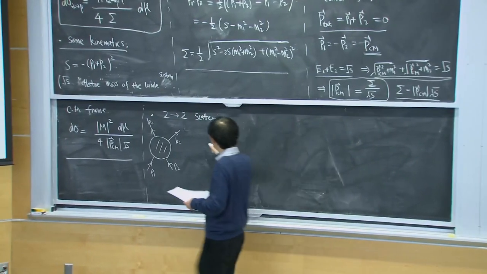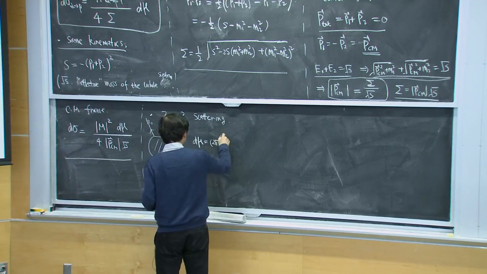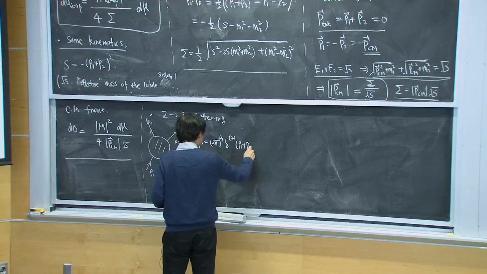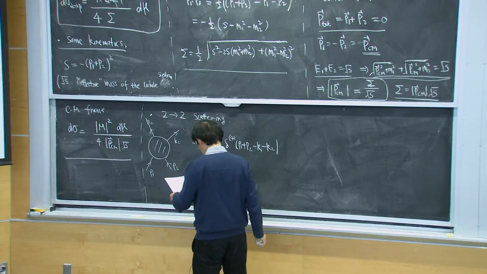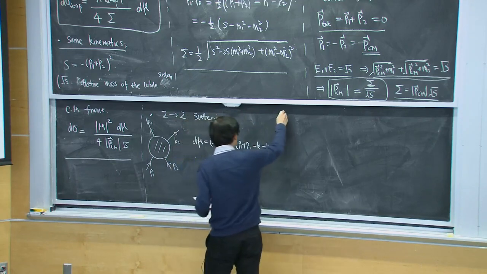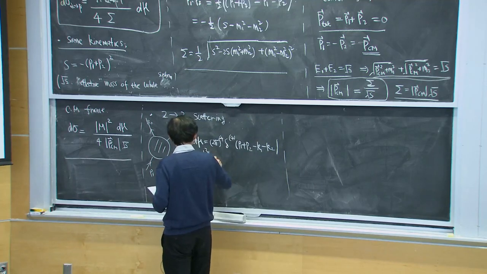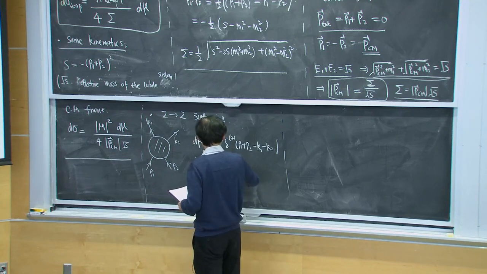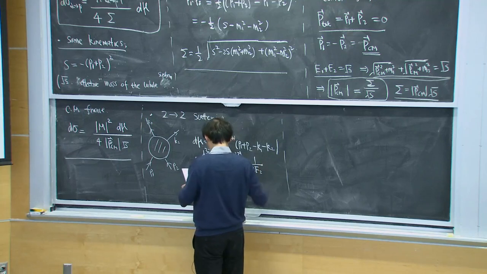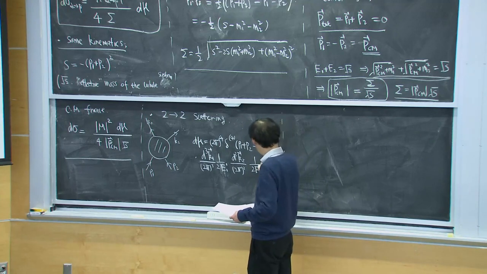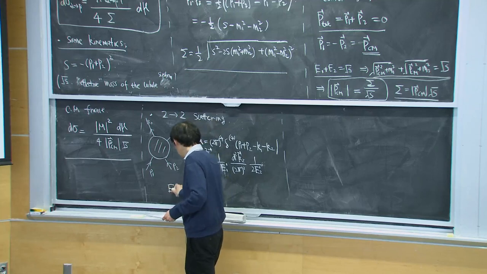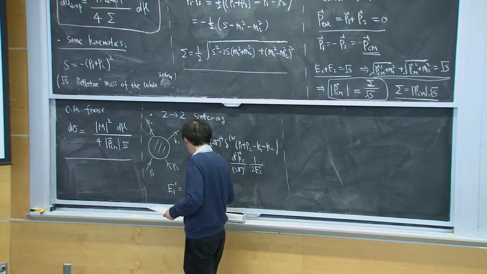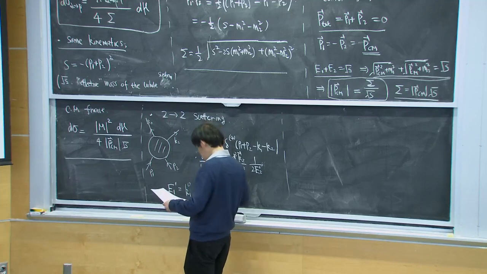So dμ is just given by the delta function of P1 plus P2 minus K1 minus K2, times d³K1 divided by (2π)³ 2E1 prime, where we call K1 0 as E1 prime, and d³K2 over (2π)³ 2E2 prime. So E1 prime and E2 prime are just the energies for K1 and K2: E1 prime equals K1 0, and E2 prime equals K2 0.